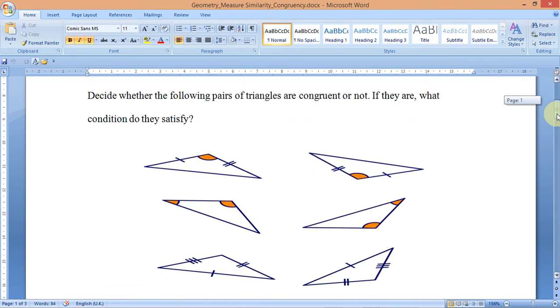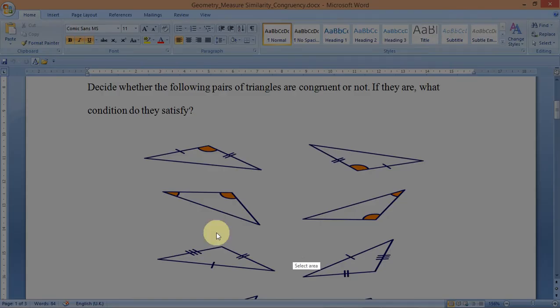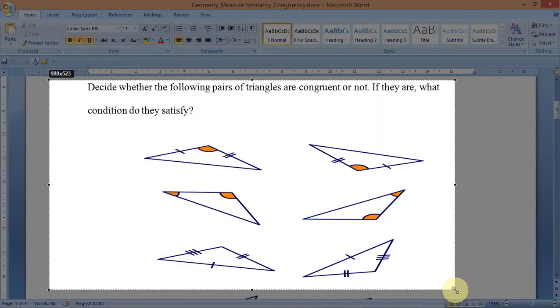Decide whether the following pairs of triangles are congruent or not. If they are, what condition do they satisfy? I think I like this question, guys. Let me quickly take my print screen. Let's take a look at it now.